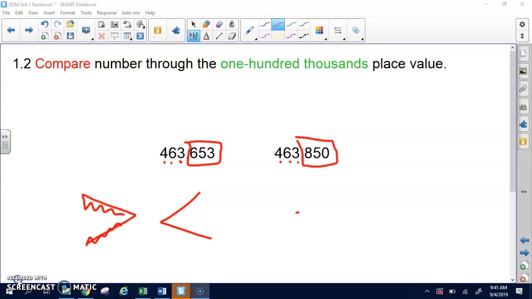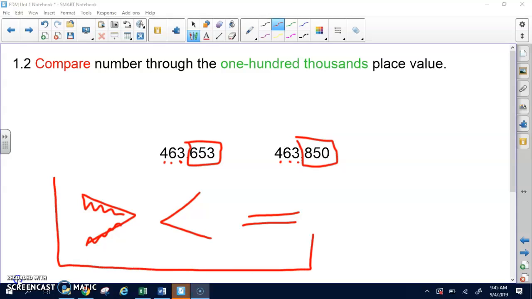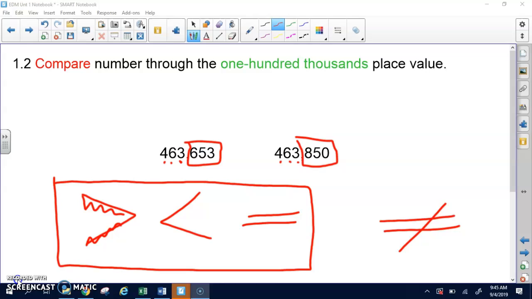Okay? There's this symbol, which is equal to. Okay? We okay with equal to? Okay. I think these are the three primary symbols you'll use. Something you may see moving forward is this. You will not use this today, but just so that you recognize it, this means not equal to. Most of the time you'll see it in algebra, but I just want you to have some awareness of what that means. Okay?